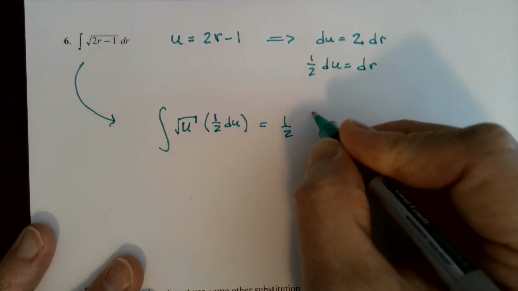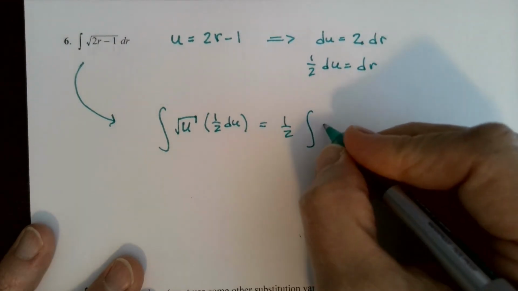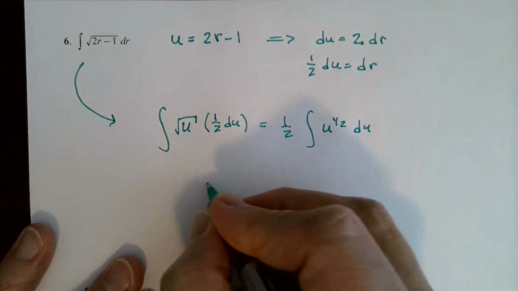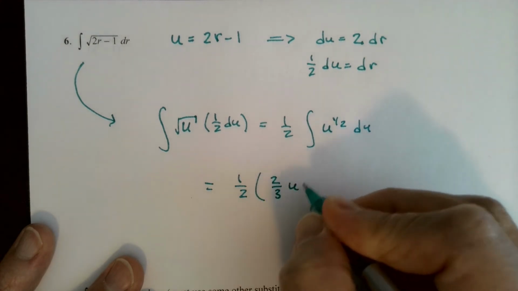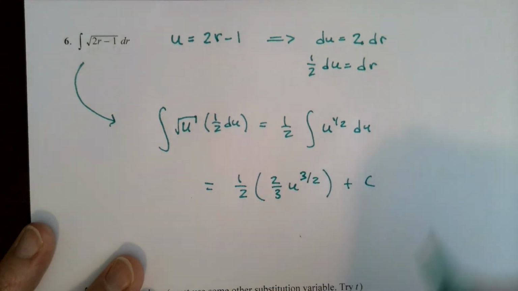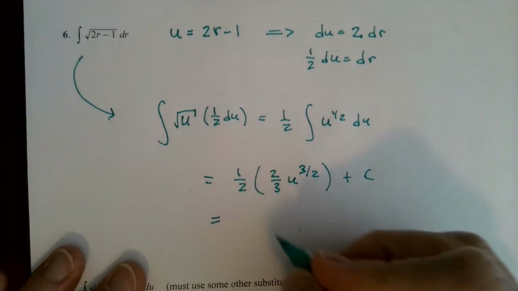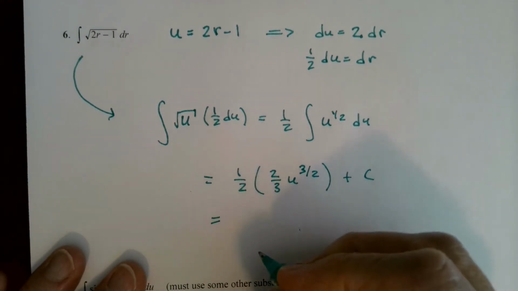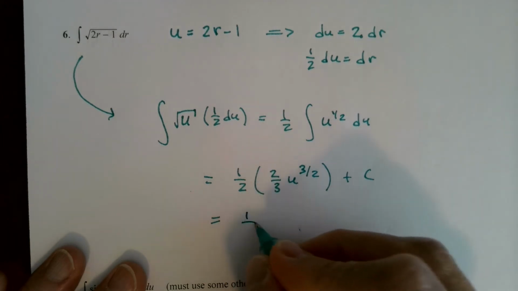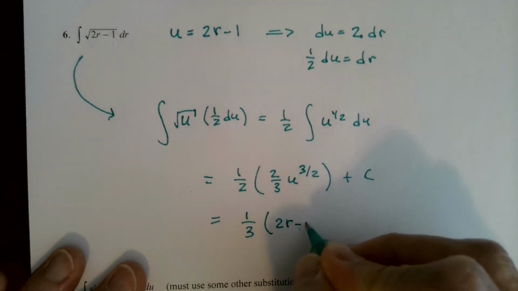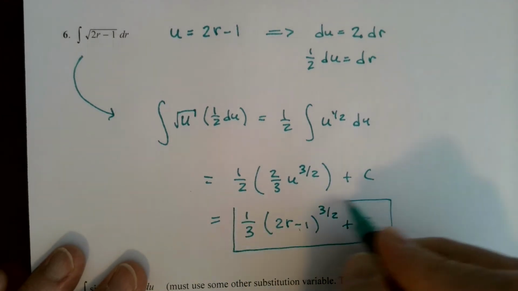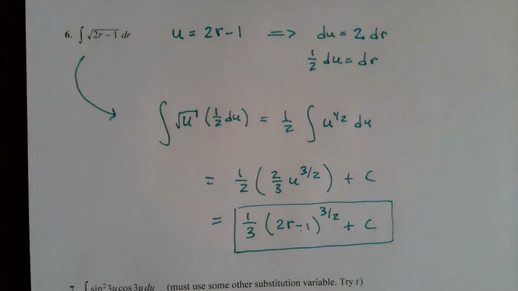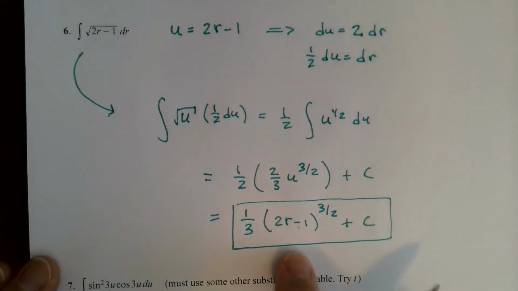Pull that 1/2 out. Of course, the square root of u, I'm going to write as u to the 1/2. And so I get 1/2. The antiderivative of u to the 1/2 is 2/3 u to the 3/2 plus c. And now replace u with 2r minus 1. Of course, 1/2 times 2/3, the 2's cancel. I'm left with 1/3 times 2r minus 1 to the 3/2 plus c. There's our antiderivative. Again, you can check and confirm that this indeed is the antiderivative of that.